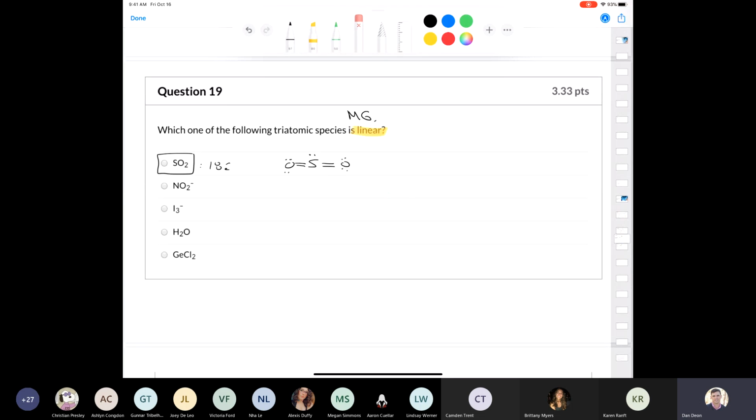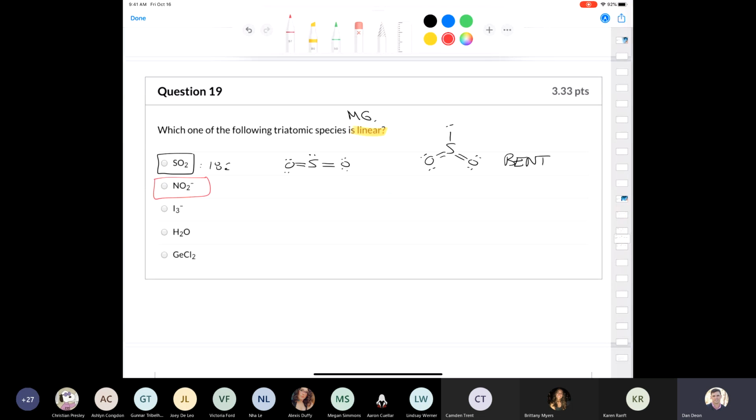And since I have 3 regions of electron density, my molecular geometry is going to be bent because the double bonds and the lone pair are going to try to distance themselves as far away from each other as possible. And so my molecular geometry here is bent. Let's move on to the next one.